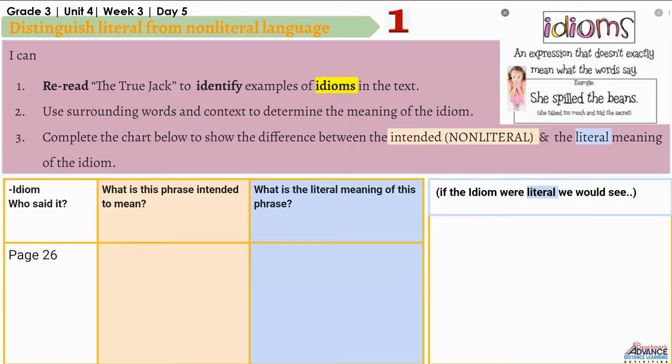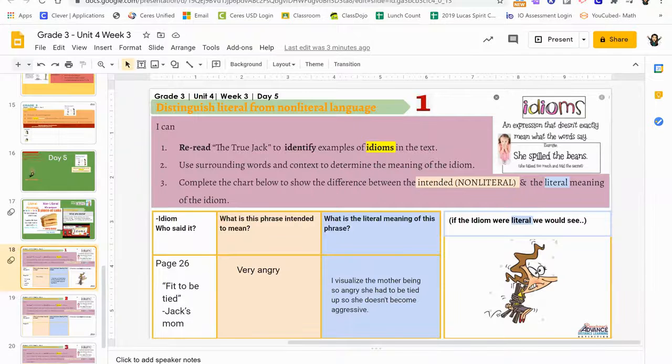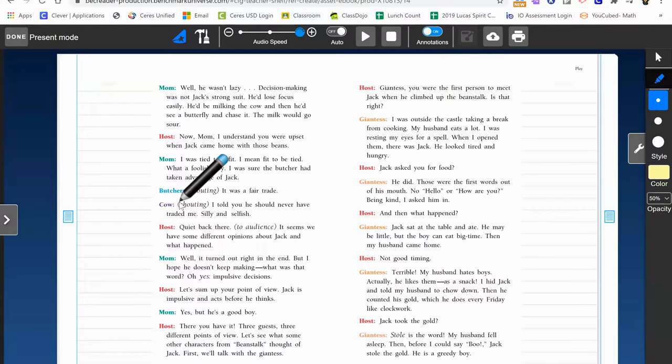Okay, so let's go ahead and go back to the story. Right here on the chart, it's telling me what page I will find an idiom on. So I'm going to go back to page 26. I'm going to look for an idiom, and then I will come back. So here I am, page 26.